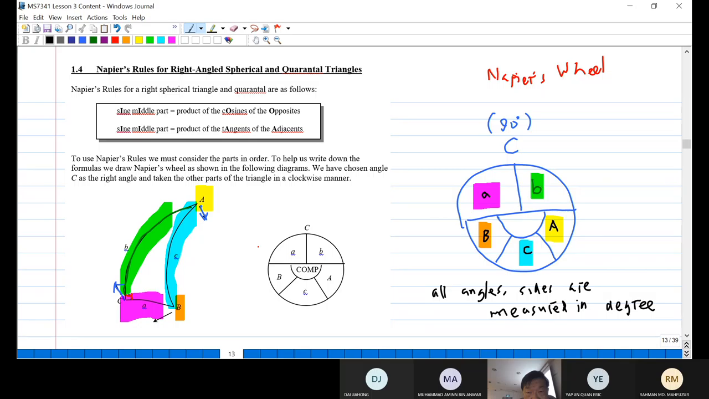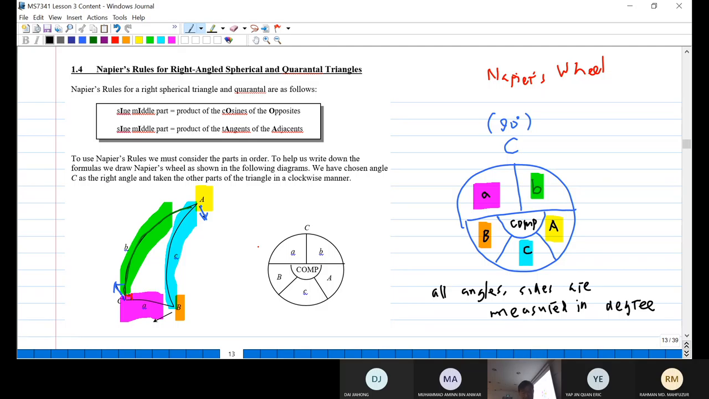And in the center, we have something called the comb. We will explain comb later. Okay, so this is how you draw the spherical triangle together with the Napier's view. You have triangle ABC, three angles there, then three sides. Then you label the side opposite the angle with a small letter.